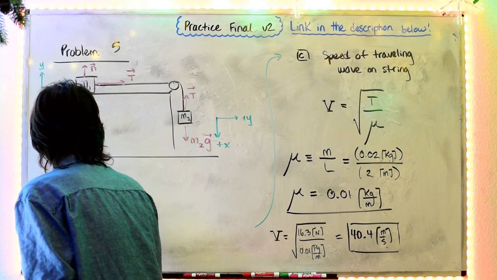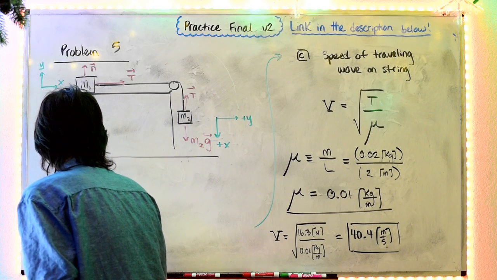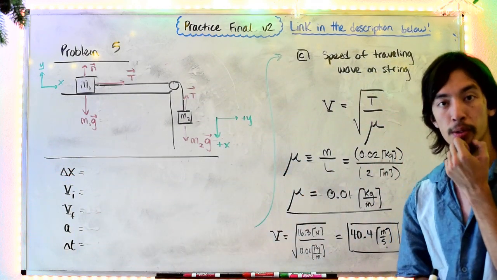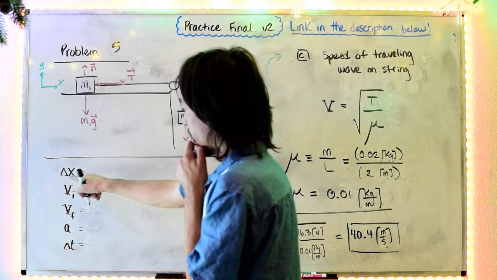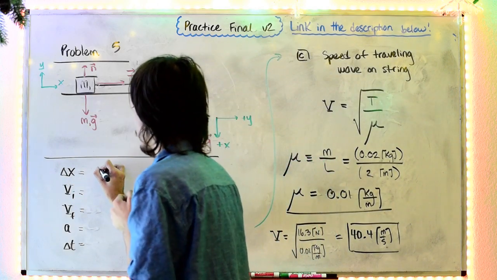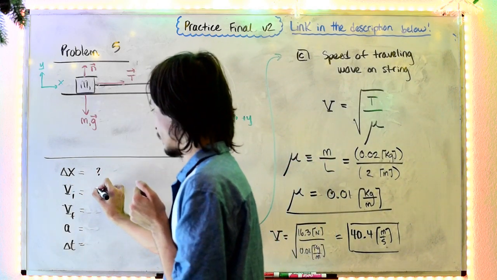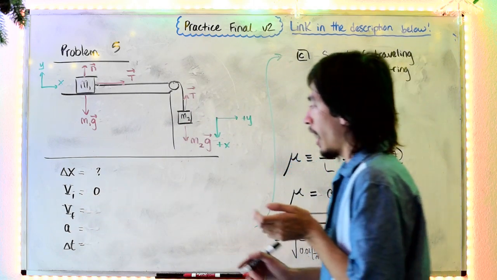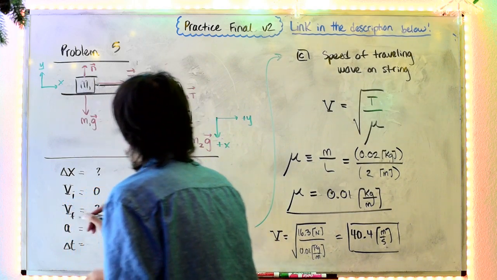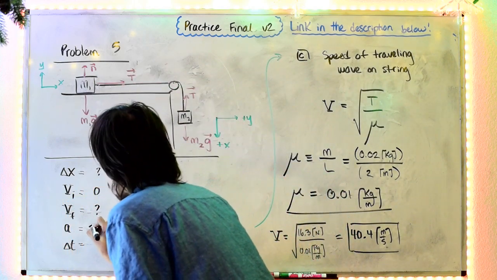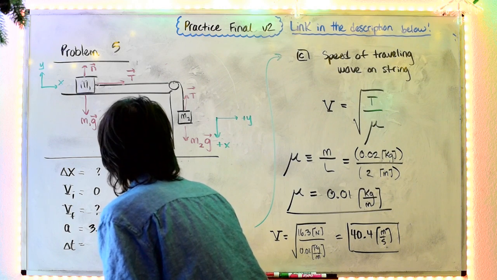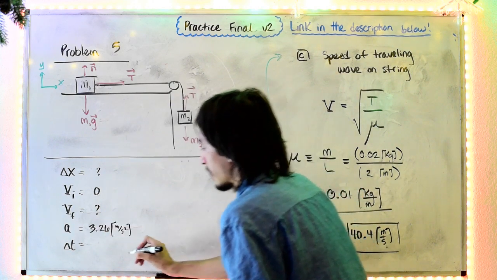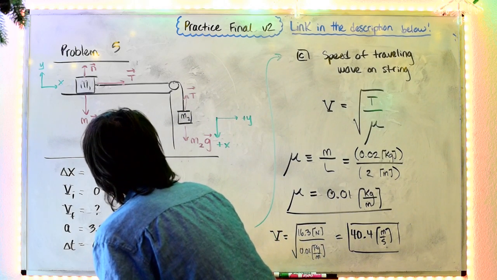So you write out all of the kinematics quantities that you could possibly use. This is the displacement of that block. I don't know that. I release it from rest, so the initial velocity is 0. I don't know how fast it goes after half a second. I know the acceleration of the system is 3.26 meters per second squared. The time interval that it moves over is half a second.